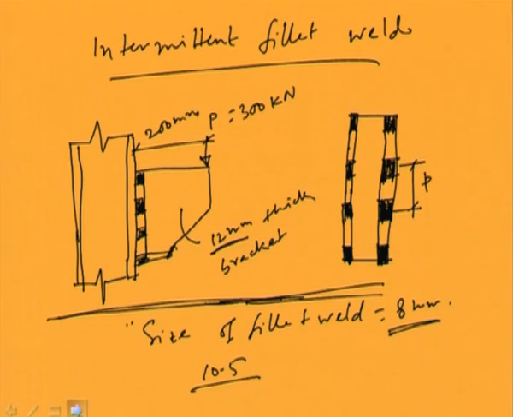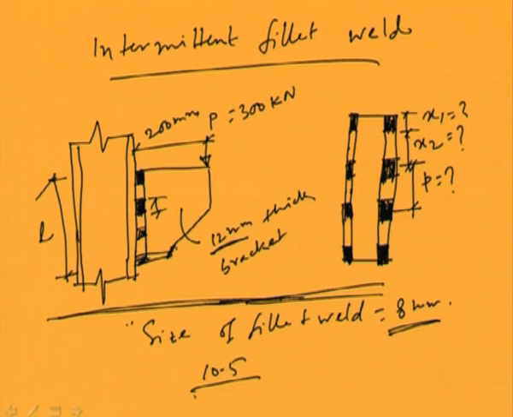Now let us see. So what we have to do? For this we have to find out the length and the width of the individual intermittent fillet weld, that means this one, and the pitch. So pitch has to be known. If I make this as x2, so these are unknown which have to be designed, and the size of the weld has been considered as 8 mm.